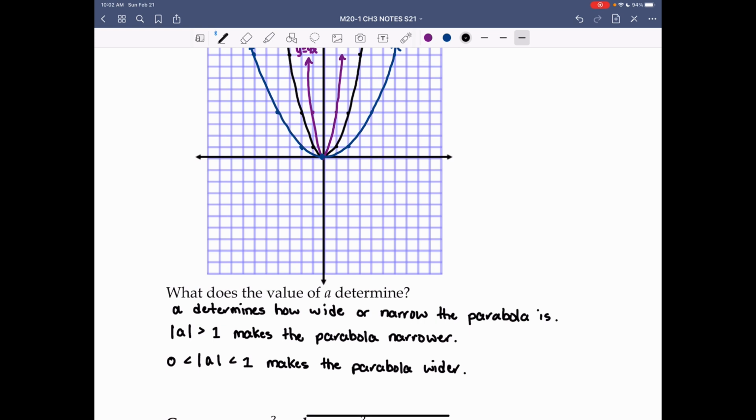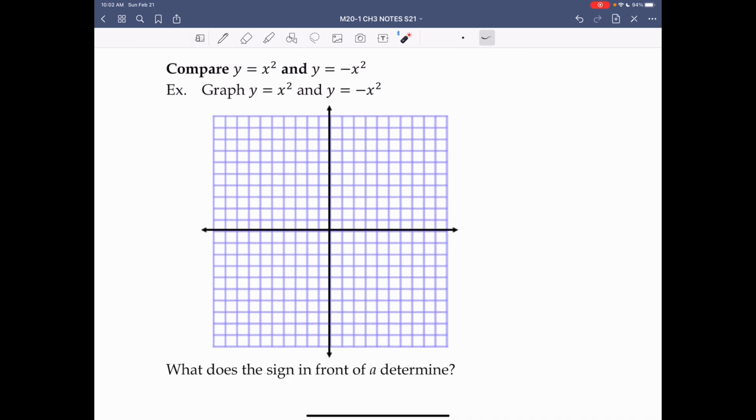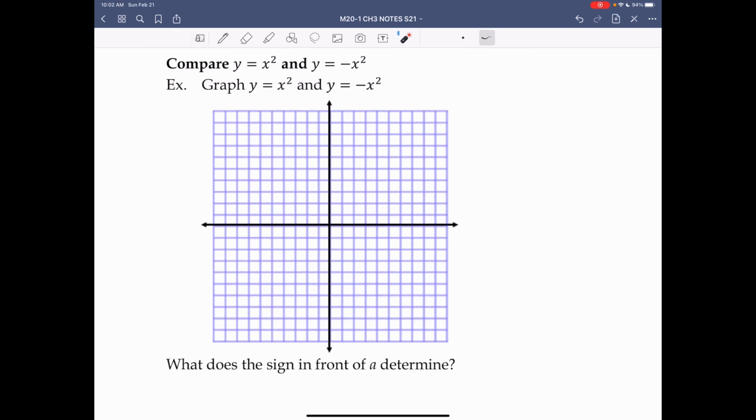Next, we're going to look at what happens when a is negative, which is why I wrote absolute value of a instead of just when a is greater than 1. Compare y equals x squared and y equals negative x squared. Example, graph y equals x squared and y equals negative x squared.